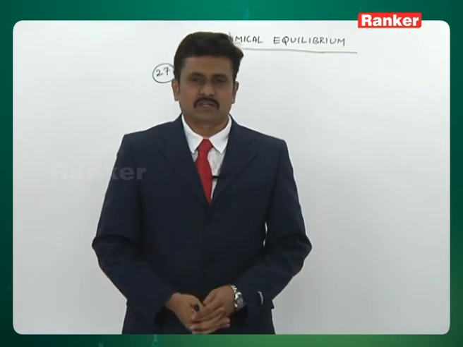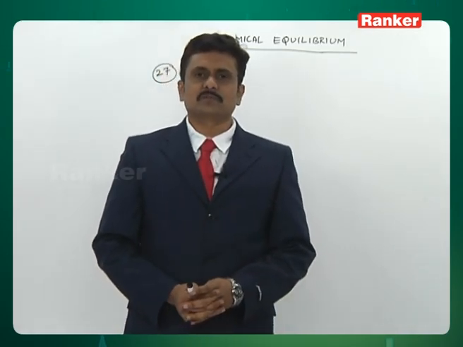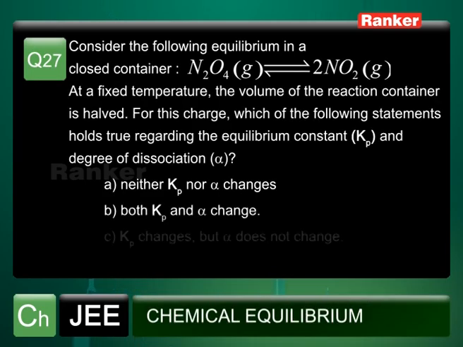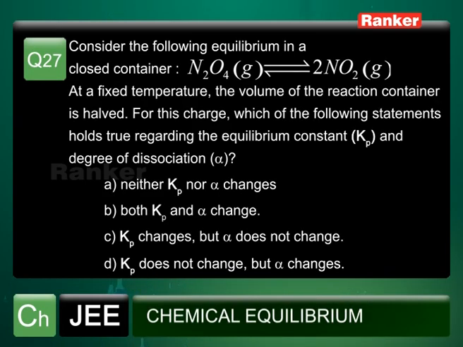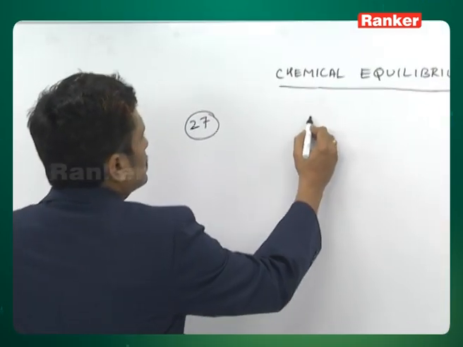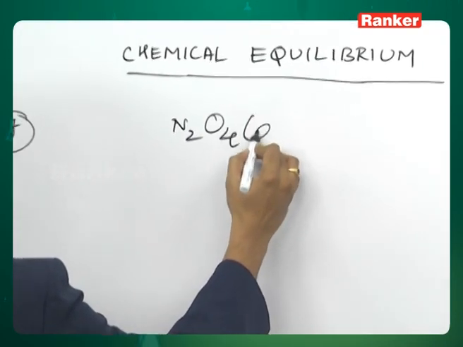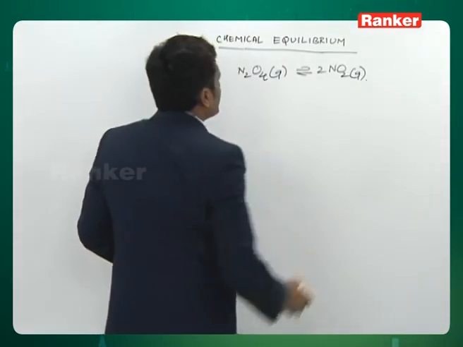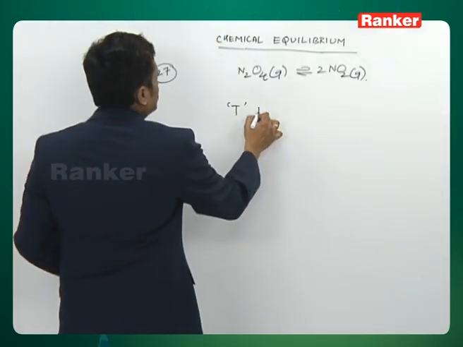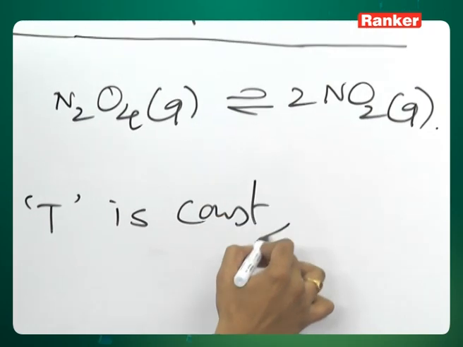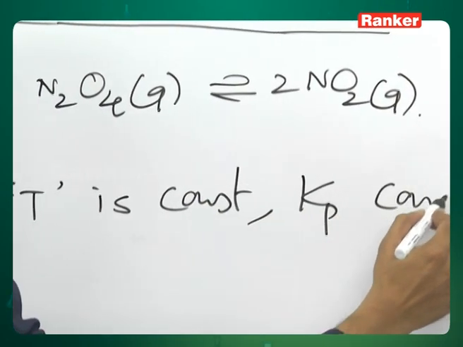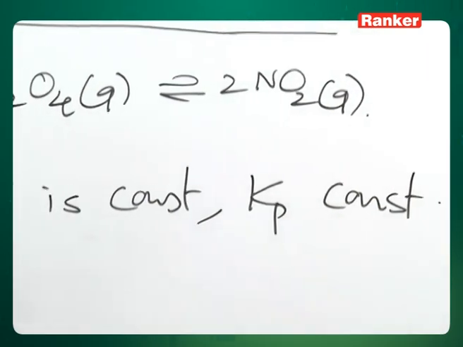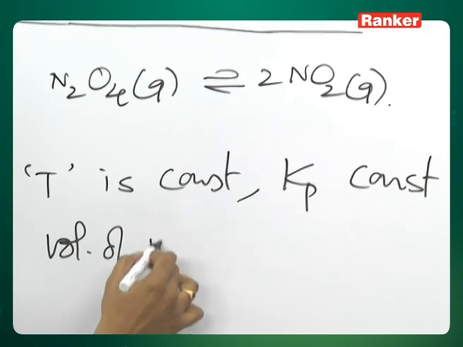We have the equilibrium in a closed vessel where N2O4 dissociates to produce NO2. At a constant temperature, if the volume of the reaction vessel is halved, which of the following changes might take place? Now, since we have this equilibrium, as long as the temperature is constant, the equilibrium constant also remains constant, but the volume of the vessel is halved.